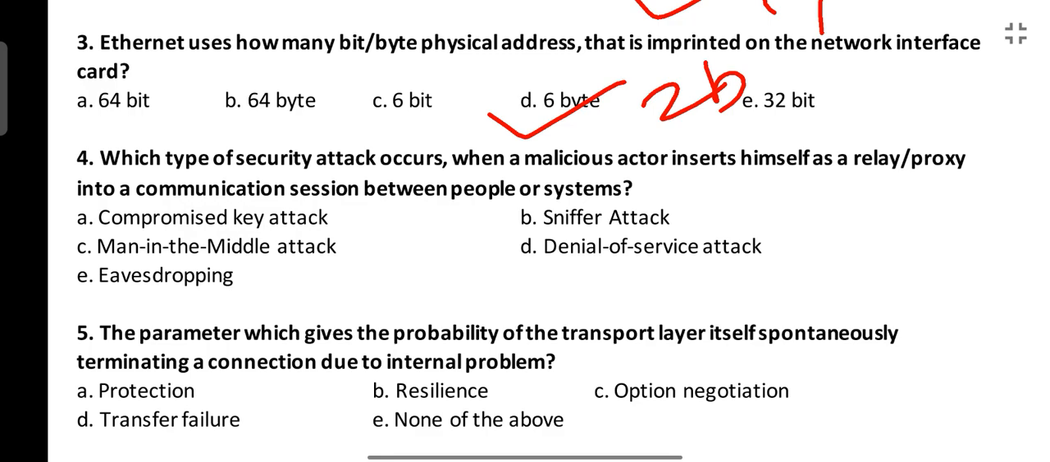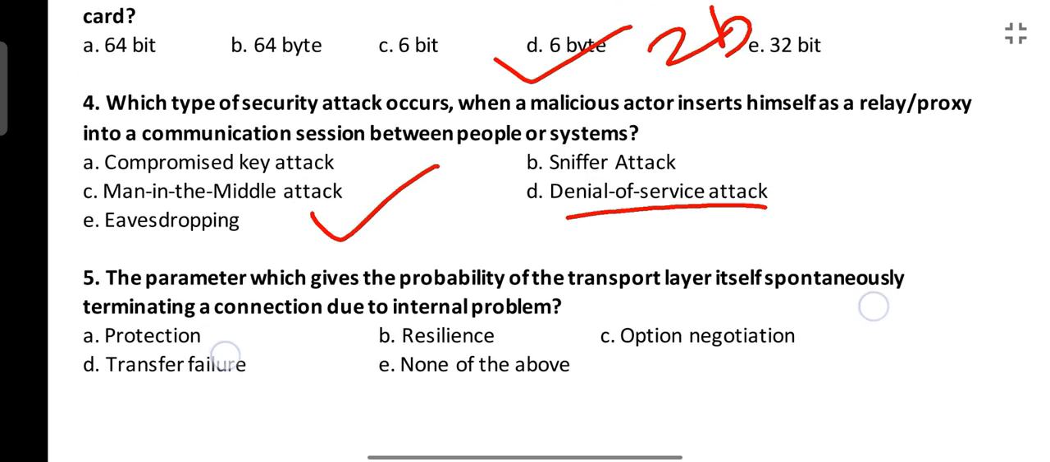Next is, which type of security attack occurs when a malicious actor inserts himself as a relay or proxy into a communication session between people or systems? So the answer is man in the middle attack. What is a denial of service attack? In which a service is interrupted for a short time or for a long time by an attacker.